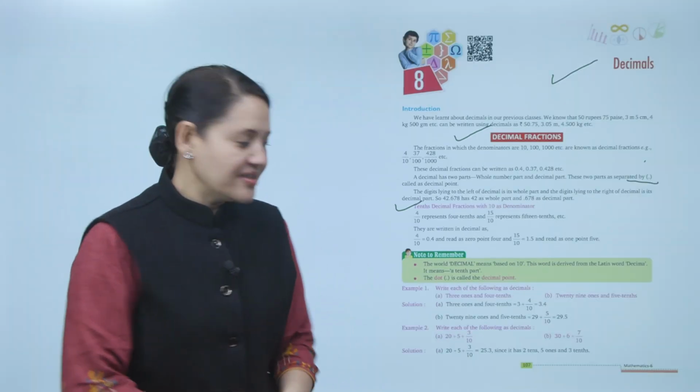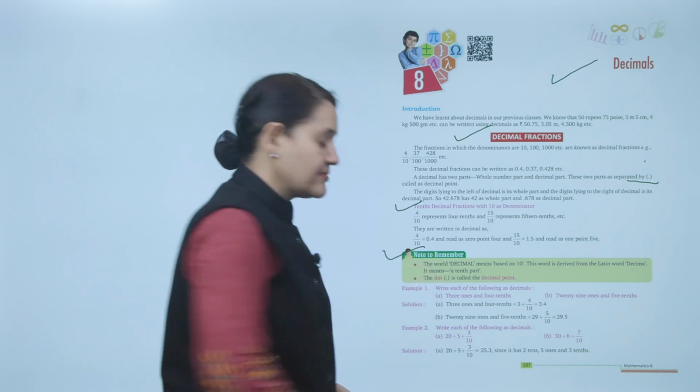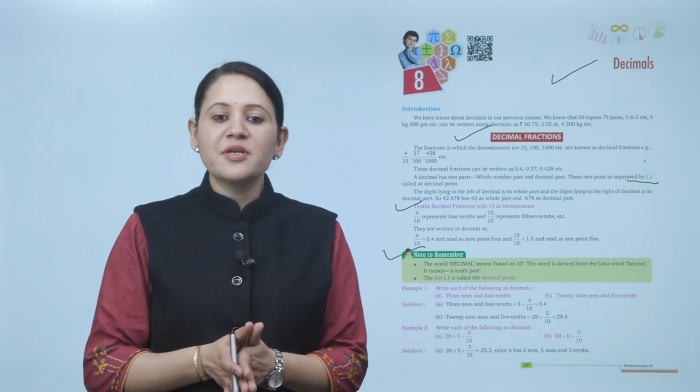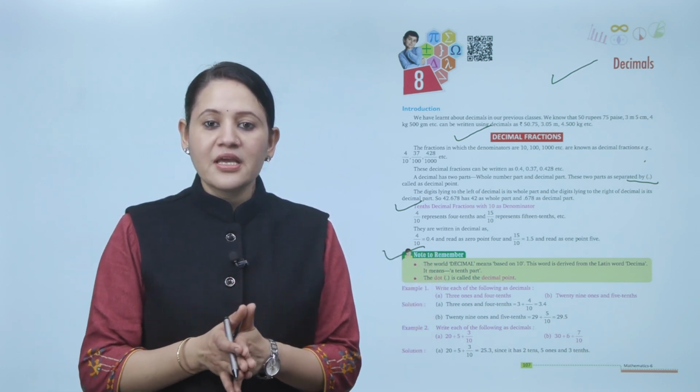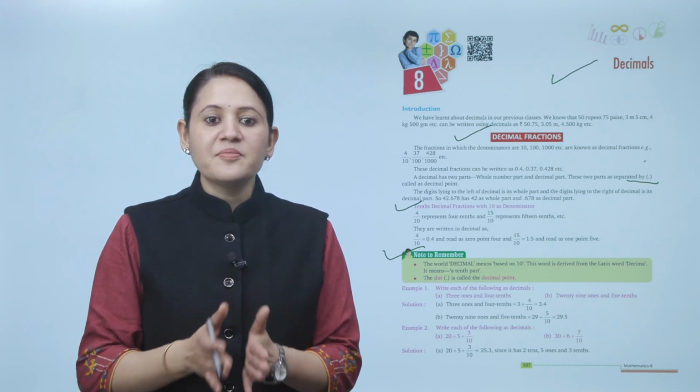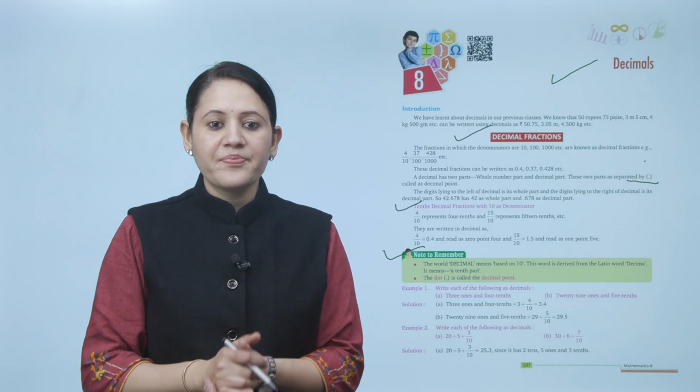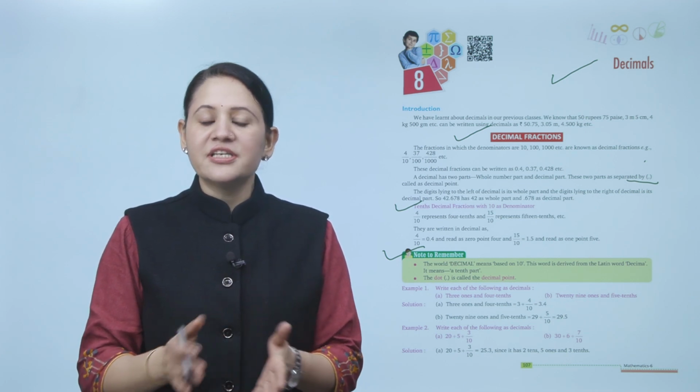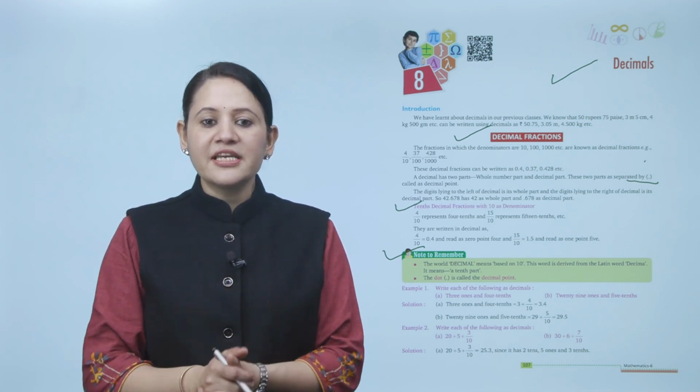Next is a note to remember. The word decimal means based on 10. This word is derived from the Latin word decim, that means a tenth part. A dot is called the decimal point. Now we'll take an example.